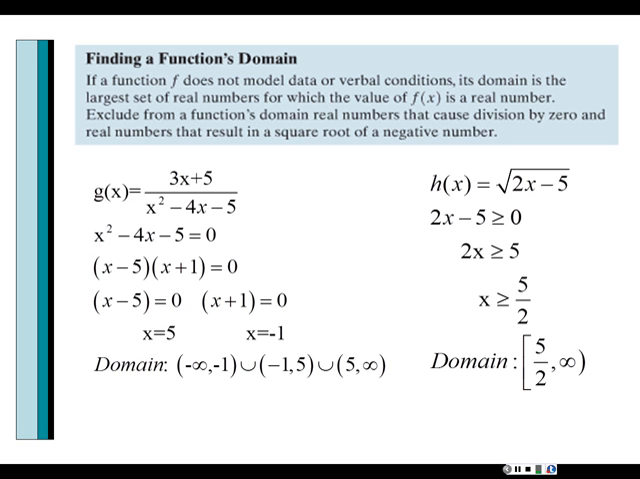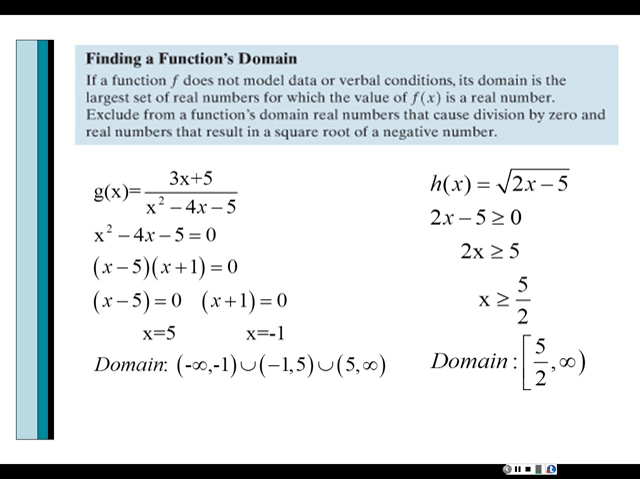Now how do you write it? You will first say, okay, we take all the points from negative infinity to, but what do you think? Is -1 included? Remember the brackets.